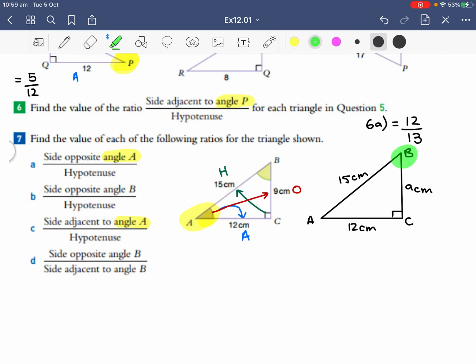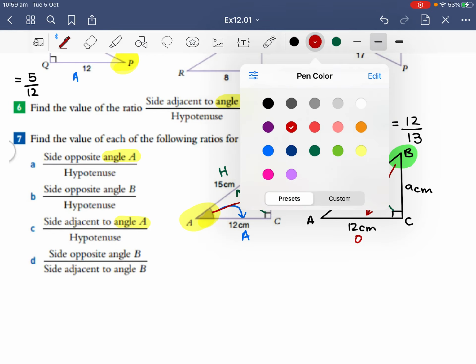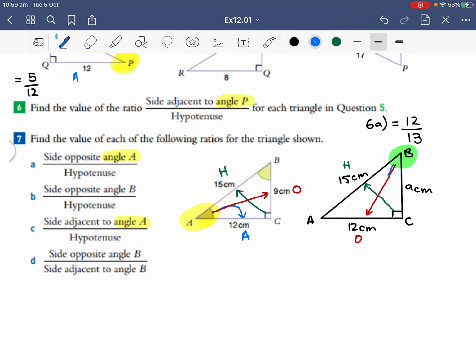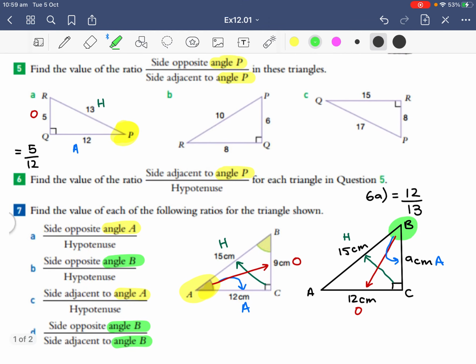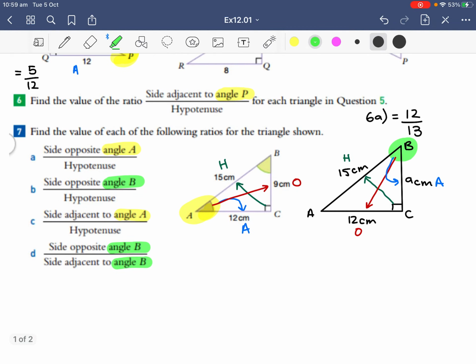Then over here, I'm going to highlight angle B, and I'm going to label this triangle so that this is my hypotenuse, this is opposite angle B, and this is my adjacent side to angle B. That way, when it asks for angle B in these questions, I will look at this second triangle. So question 7 is doing exactly what was in questions 5 and 6, but with different angles from the triangle.